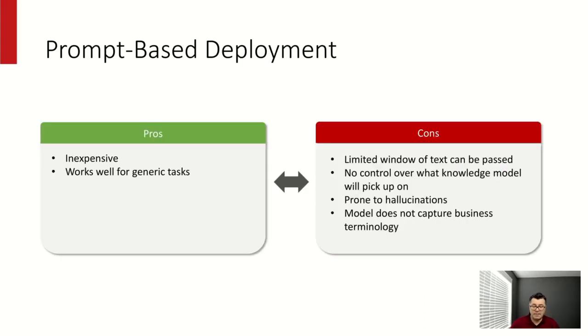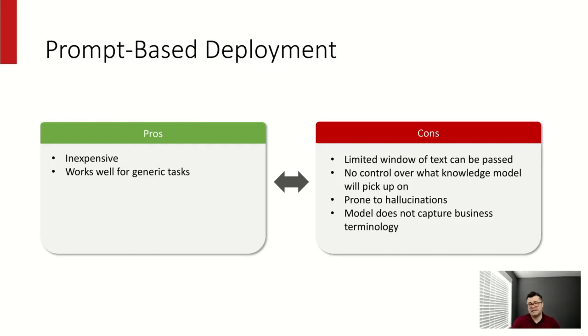So the benefit of doing this is that it's very inexpensive. It works well for generic tasks. So if you have tasks like text summarization, generate some code for me, provide the sentiment for a comment from a customer, those types of things, they're fairly generic language tasks, and so you could expect the language model to do fairly well in those tasks.